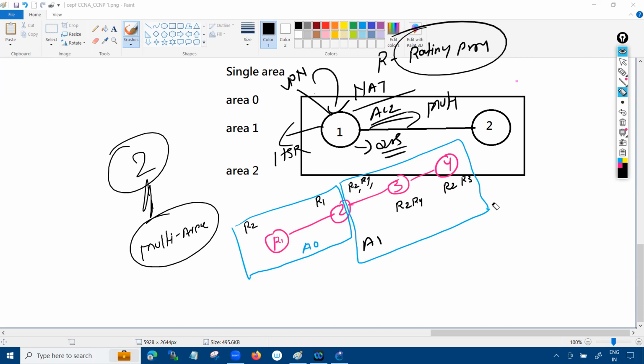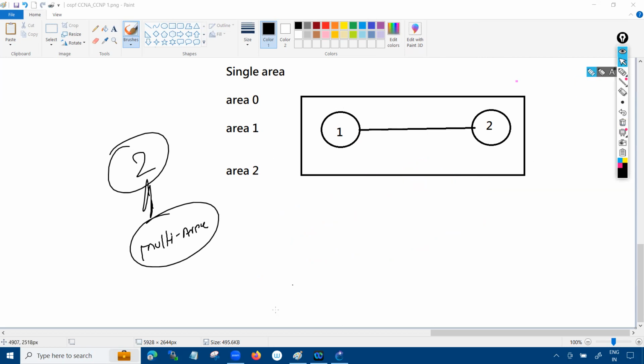In a multi-area concept, what happened? Now each router is not going to maintain the detailed information of every router. Only within the area, in area 0, router 1 is going to maintain the detailed information of router number 2. In area number 1, router number 4 is only going to maintain the detailed information of router 2 and router 3. Router 4 is not going to maintain the detailed information of router number 1. So I can save the resources on router 4 and router 1 as well. That's how the multi-area concept comes into the picture, right? So with multi-area, you can do that.